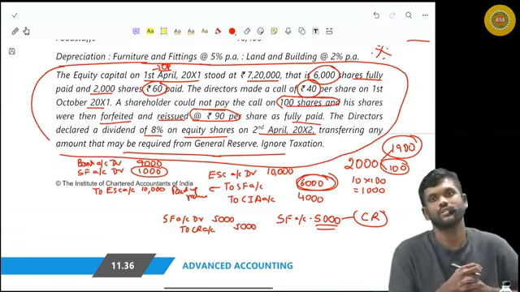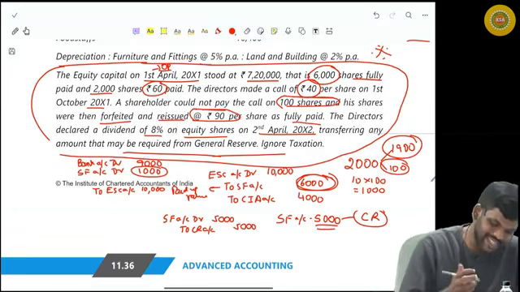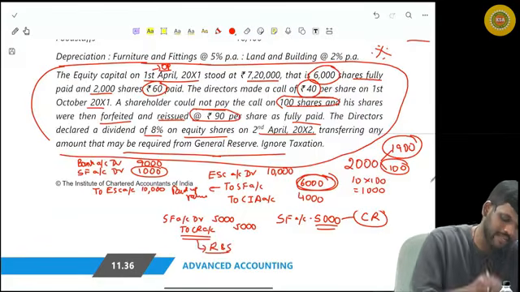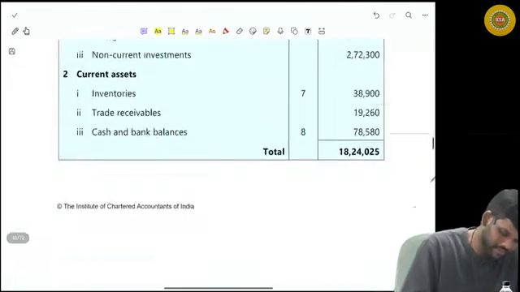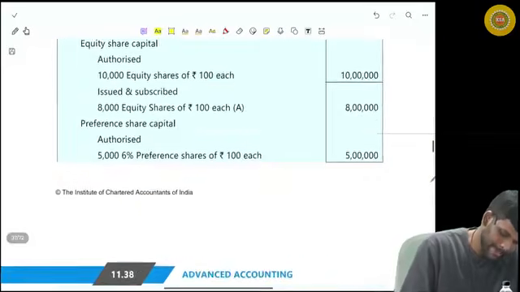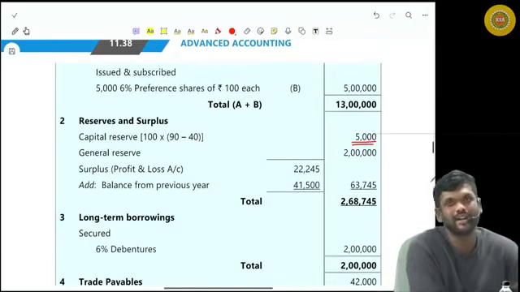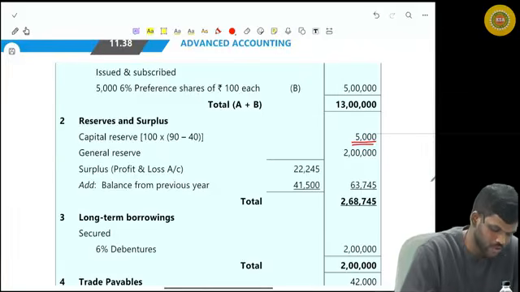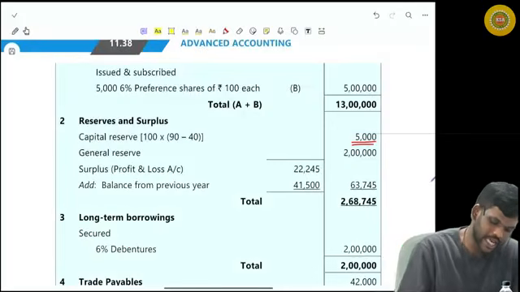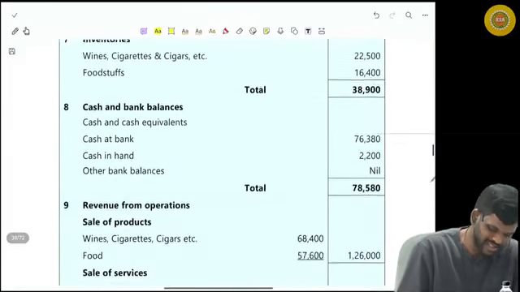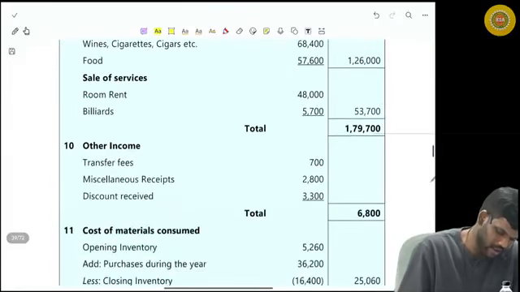Okay, so this is how you have to pass these journal entries. This capital reserve will be shown under reserves and surplus. If you see under reserves and surplus, they are showing capital reserve separately. So ensure you follow these correctly. Others are normal, you will be able to handle.